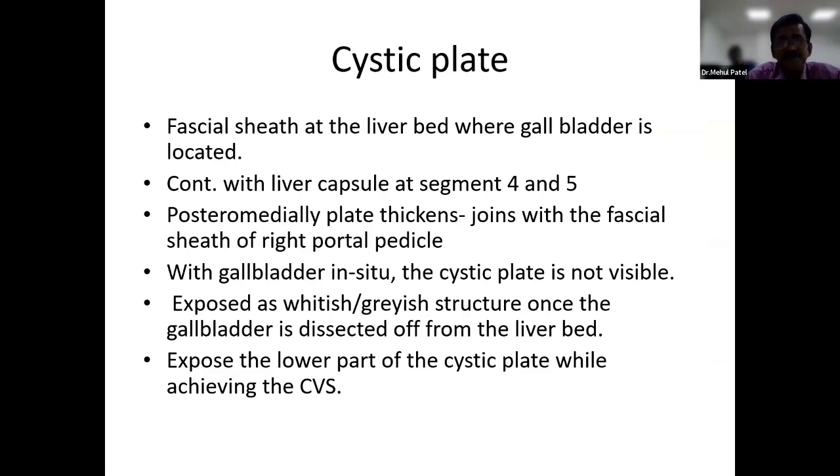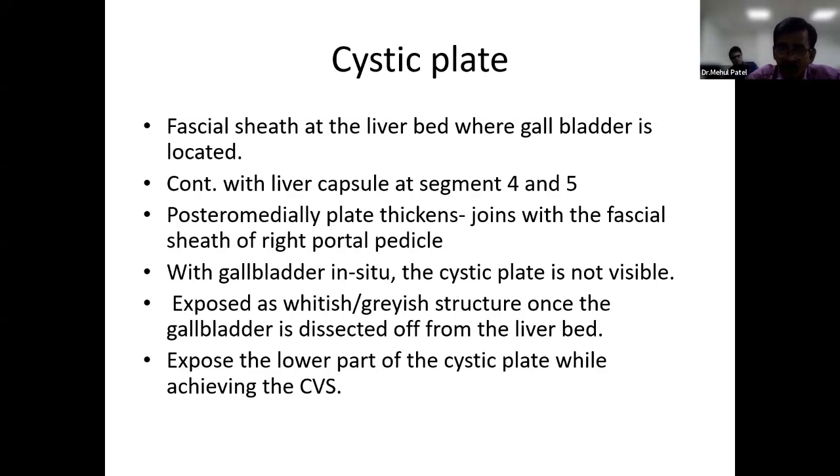Then another important structure is the cystic plate. This is a fascial sheath at the liver bed where the gallbladder is located. And this fascial sheath is continuous with the liver capsule. Posteromedially, this cystic plate thickens and joins the fascial sheath of the right portal pedicle. With the gallbladder in situ, we cannot see the cystic plate.